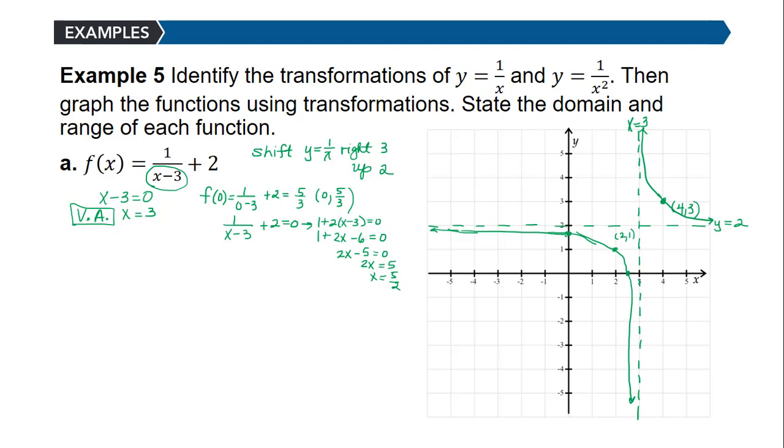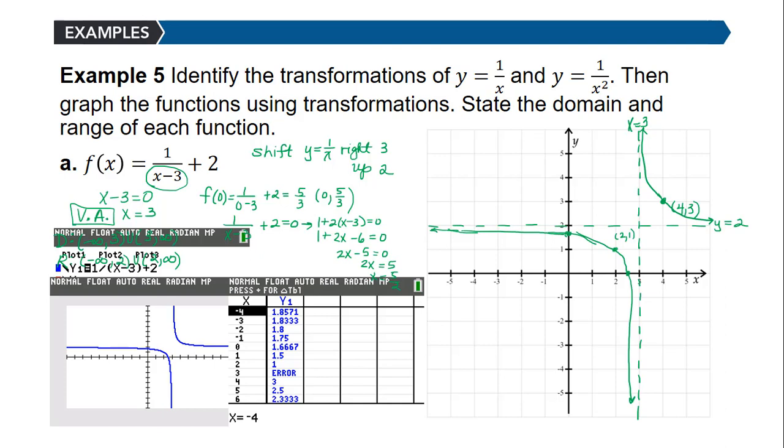So what is the domain and range of this function? The domain is negative infinity to 3 union 3 to infinity. And the range from bottom up is everything but our horizontal asymptote, so negative infinity to 2 union 2 to infinity.